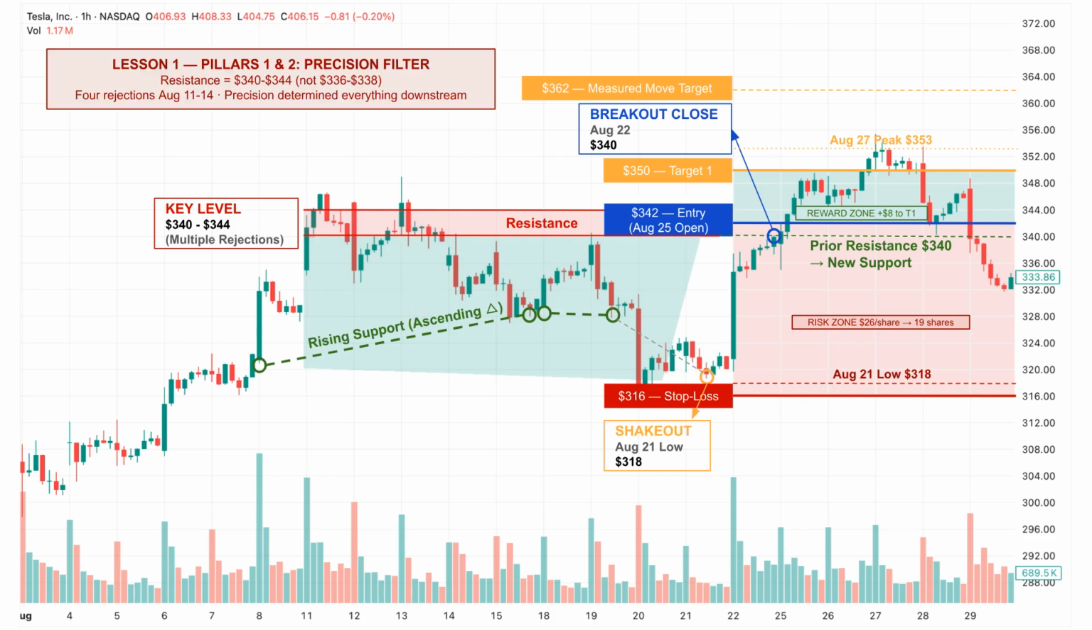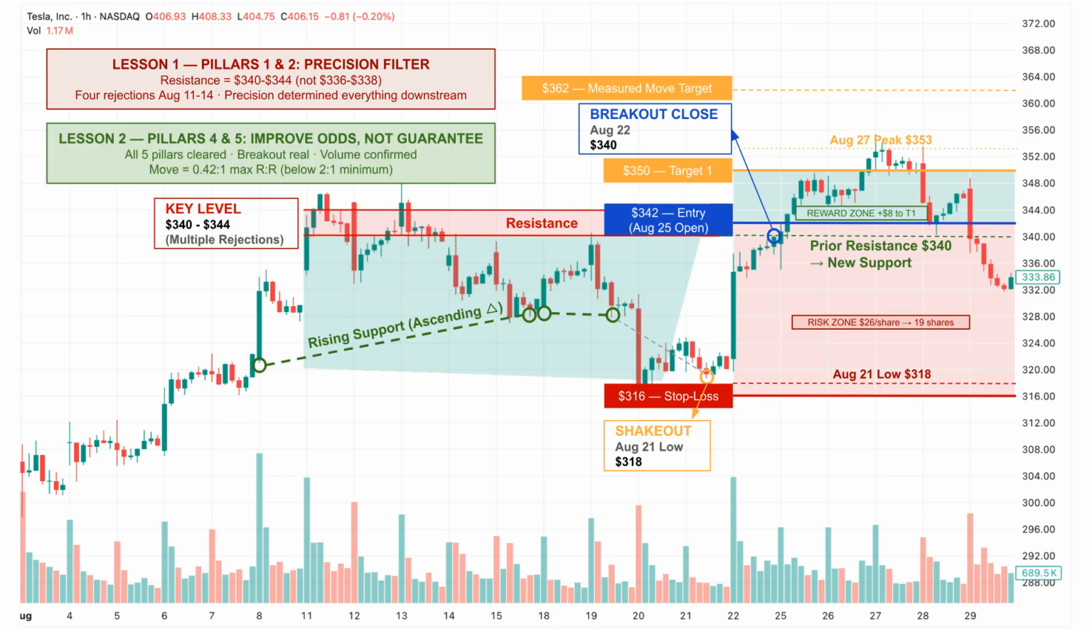Lesson 1. Pillars 1 and 2 are a filter. Use them. The resistance zone on this chart was not $336 to $338, as it might casually appear. The actual documented resistance was $340 to $344, confirmed by 4 distinct rejections across August 11th through 14th. Pillar 1 demands precision. The level must be tested and rejected, not estimated. Getting the level right determines whether or not your entry, stop, and target are grounded in reality.